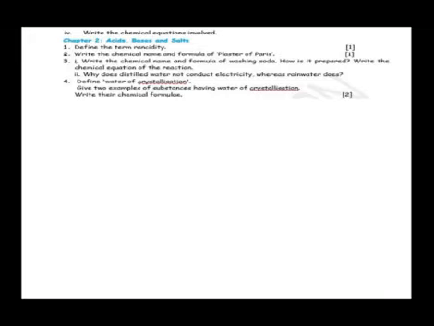Now, what is the name of the process occurring during the changes? As you see, one is oxidation and another is reduction, so we can say it is a redox reaction. One is an oxidation reaction and another is a reduction reaction. Now, the next part is to write the chemical equations involved: copper plus oxygen gives copper oxide, and copper oxide plus H2 gives copper plus H2O.